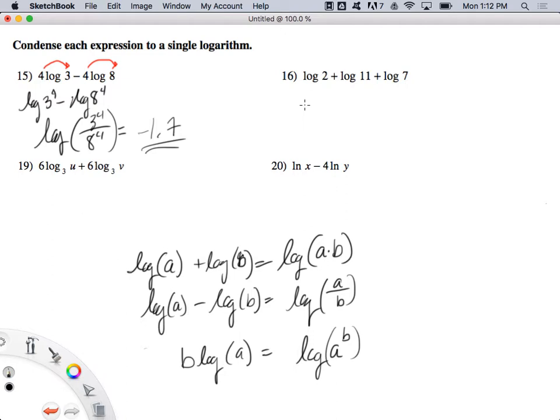Now the reality is these ones you could have just plugged in your calculator from the get-go, right? But I'm going to give you ones with variables, so you won't be able to plug them in your calculator.